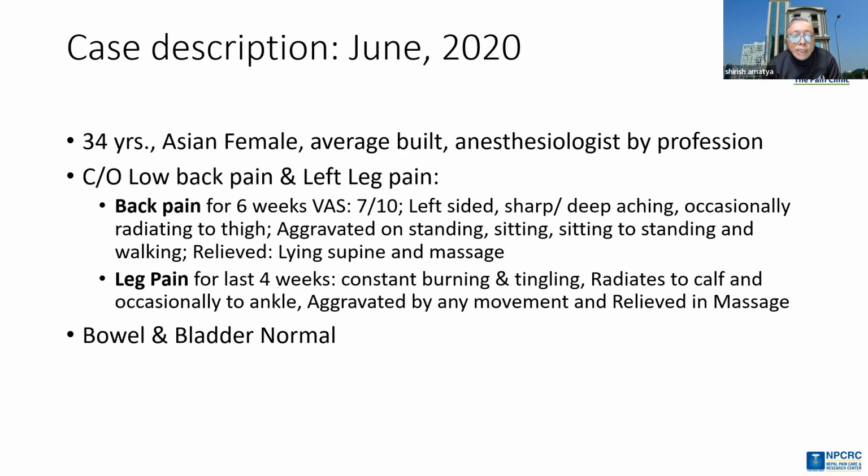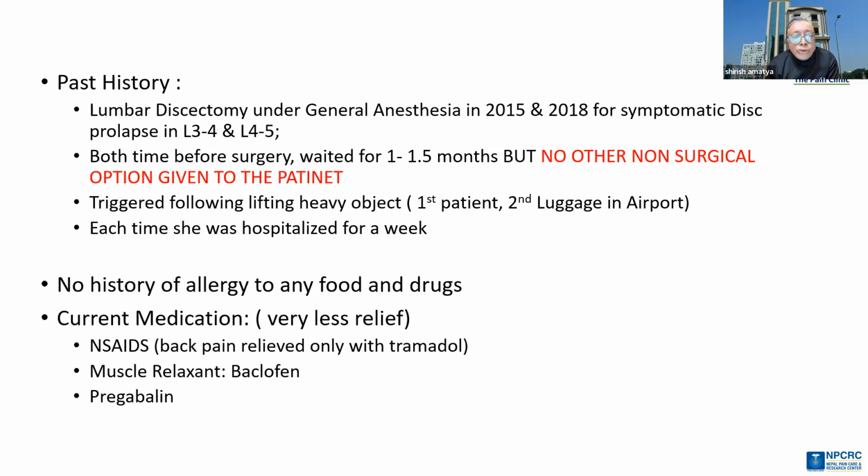Okay, so if you see the leg pain history, leg pain started 1 month back, that is 4 weeks back, and it was constant burning, tingling, and it also radiated from the buttock to the calf and occasionally to the ankle, and it was aggravated by any movement and relieved only with massage. And on asking, bowel and bladder habit was normal. So in the past history, she had undergone lumbar discectomy under general anesthesia in 2015 as well as in 2018. So she was operated 2 times for symptomatic disc prolapse at the level of L3-4 and L4-5.